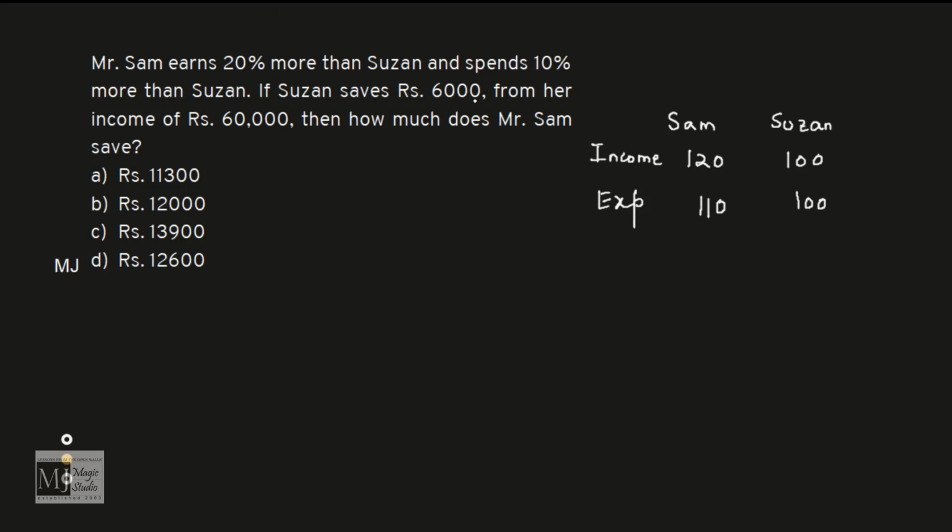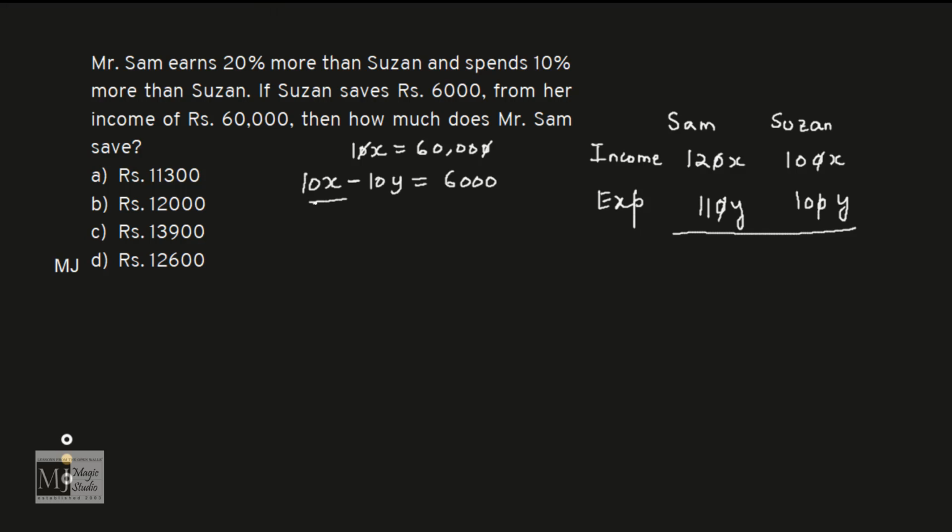If Suzanne saves 6,000, we need to take this as x. Let's make this x and make this y. So savings means income minus expenditure. 10x minus 10y is equal to 6,000. From her income of 60,000, income is given, that means 10x is given as 60,000. One thing is clear here, that the value of x is 6,000. So 10x is 60,000, and 10y would be 60,000 minus 6,000, that is 54,000. So the value of y is also with us, that is 5,400.